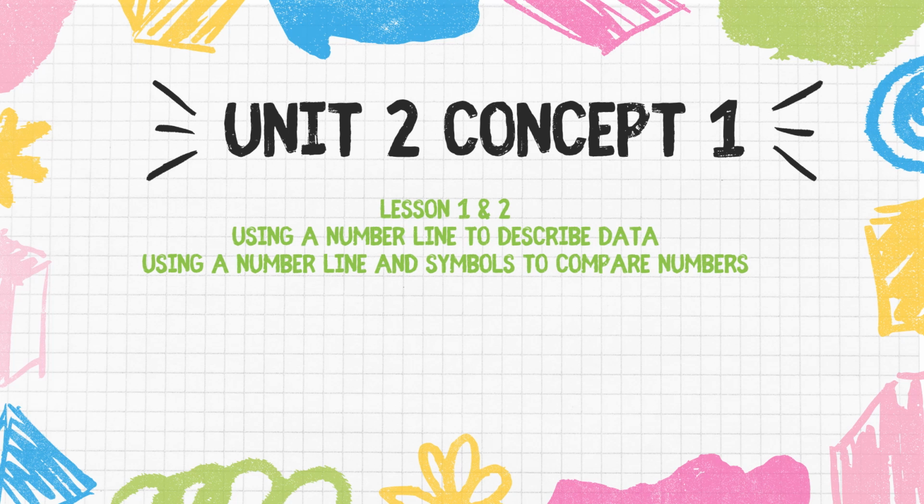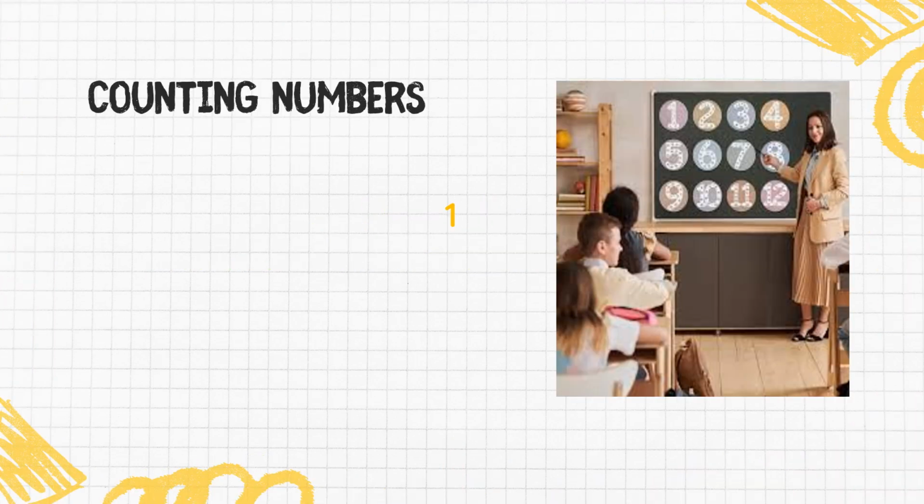Today we are going to start new unit 2, concept 1. Today we will learn lesson 1 and 2: using a number line to describe data, and using a number line and symbols to compare numbers. Let's start. First of all, we need to know what is a counting number.